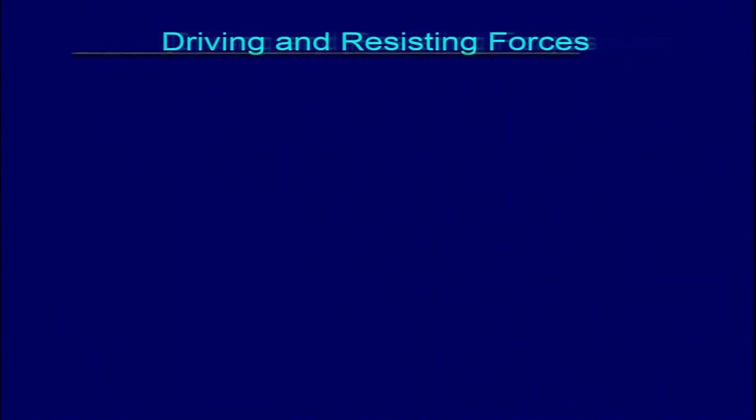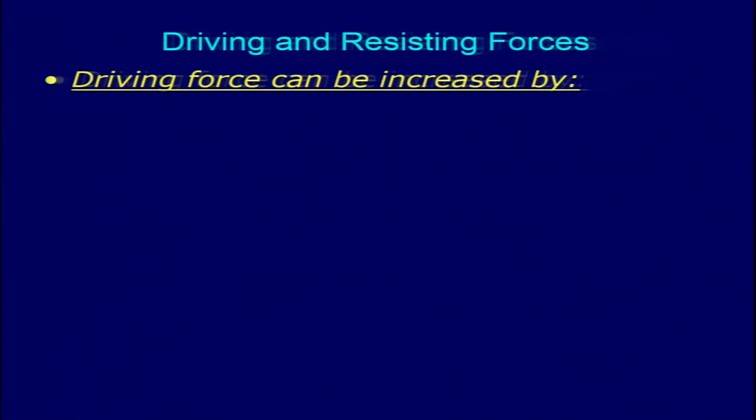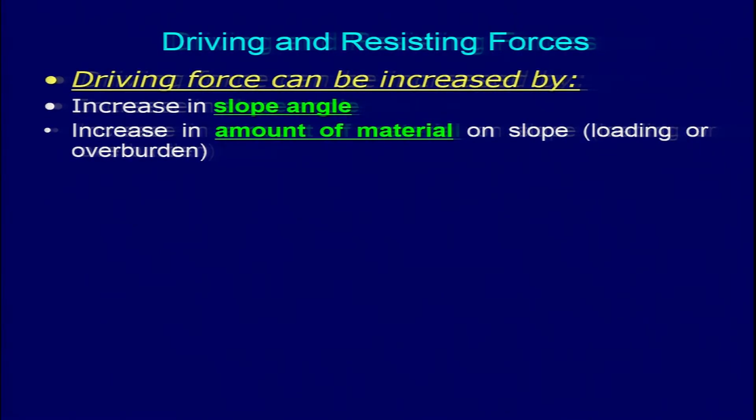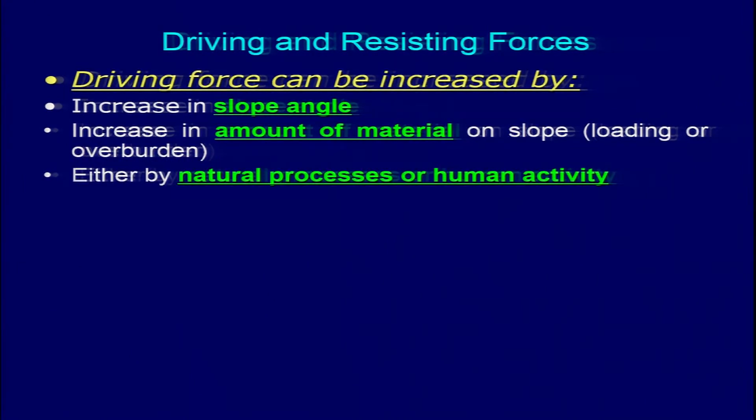So, driving and resisting forces. Driving forces can be increased, one, if you increase the slope angle. Second, if you increase the amount of material on the slope, that is loading or overburden, either by natural process or by human activity. We should understand that if you are having an unstable slope, you cannot keep on putting load or dumping material on that. This overload or overburden could also be civil structures.